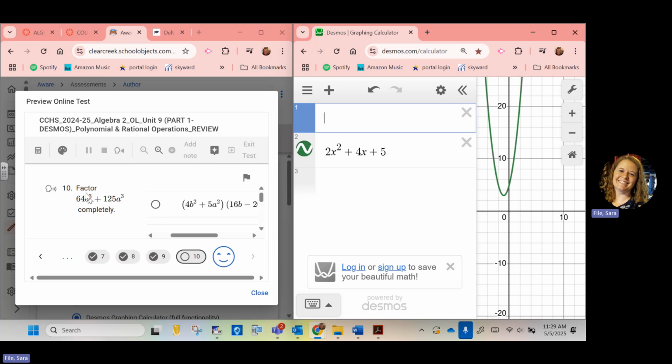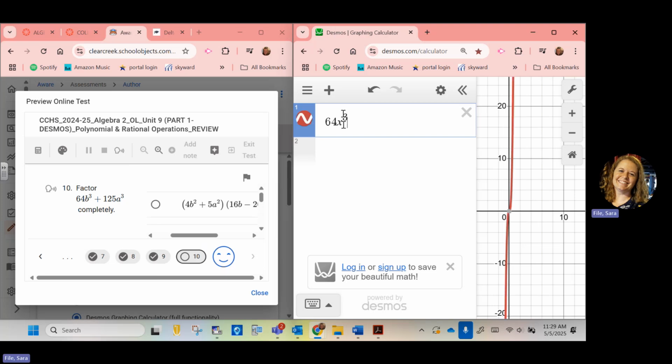This is one that you can't do like we were doing all those others, just because it's got two different variables. See how I have B and A? So let's see if we use X and Y, if it'll work. I haven't tried this one in Desmos, but we'll give it a shot. So let's use X and Y instead of B and A. So I'll use X cubed plus 125 Y cubed.